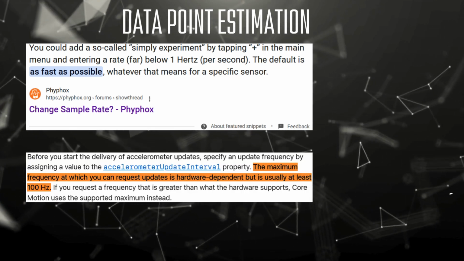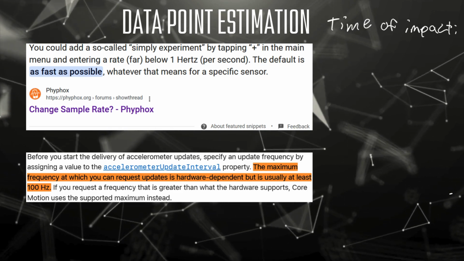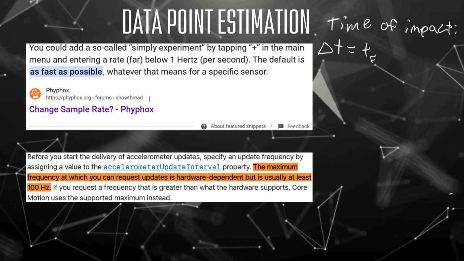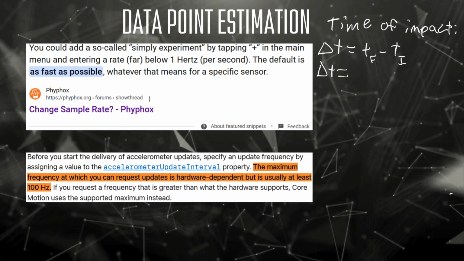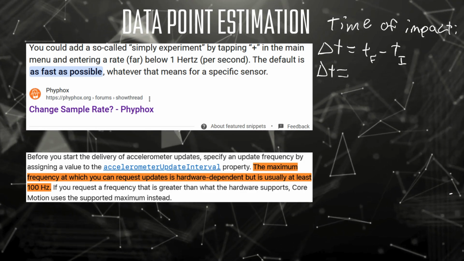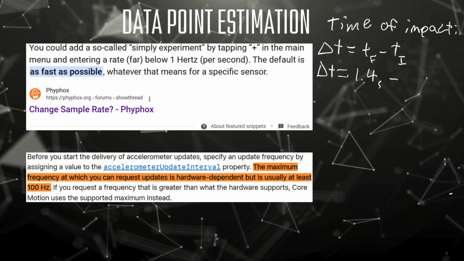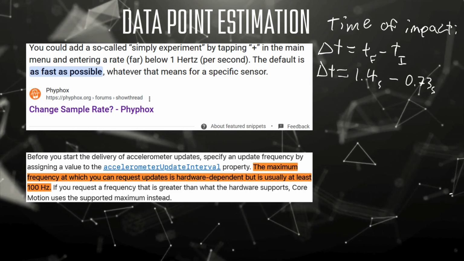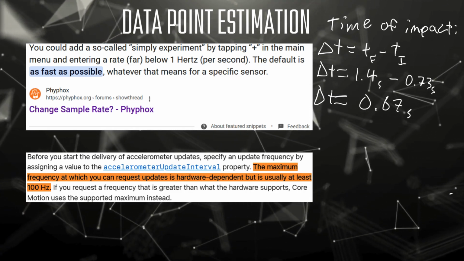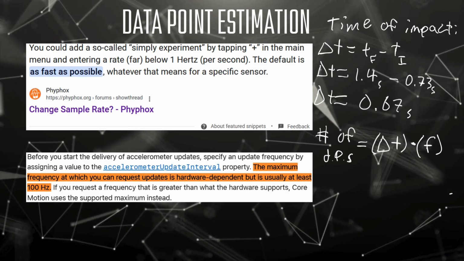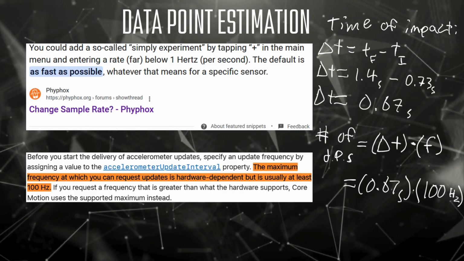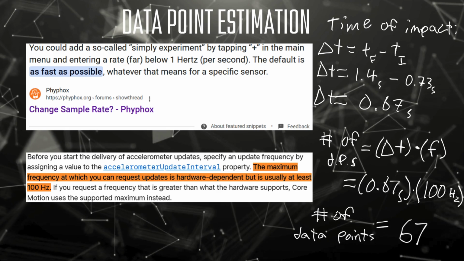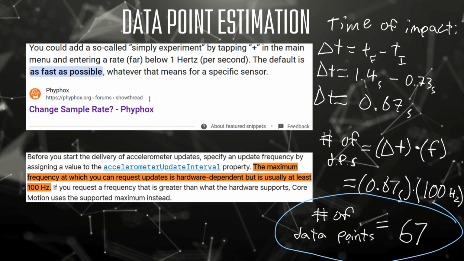To find the duration of the impact, we need to find the change in time, which is the final time when the sensor comes to rest, minus the initial time of impact. Plugging in approximate data from one of our experimental trials, we get delta time equals 1.4 minus 0.73, which is approximately 0.67. Going back to the formula, number of data points equals delta time times frequency, we get approximately at least 67 data points, which far exceeds the 10 data points that the customer requested.